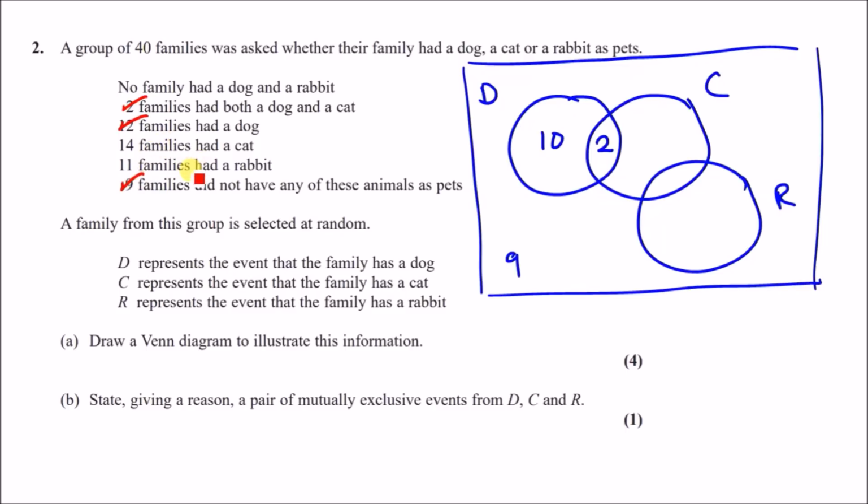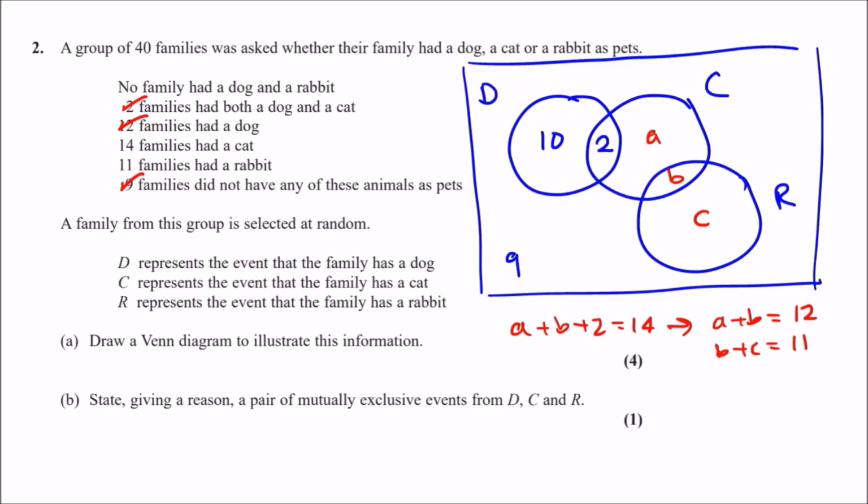Now, let's go back to the previous two, because sometimes you need to figure out what they would be. So since 14 families had a cat, we can say that, let's call this one A and B. So these 3 must equal 14. So A plus B plus 2 should equal 14. In other words, A plus B should be 12. The sum of these 2 is 12. And we also know that 11 families had a rabbit. So B plus C should equal 11. So B plus C is 11.